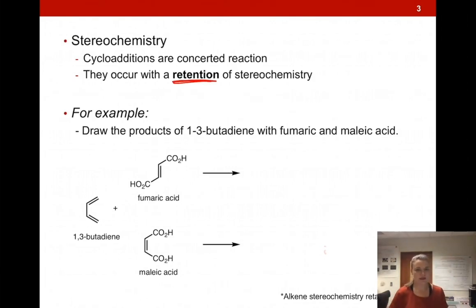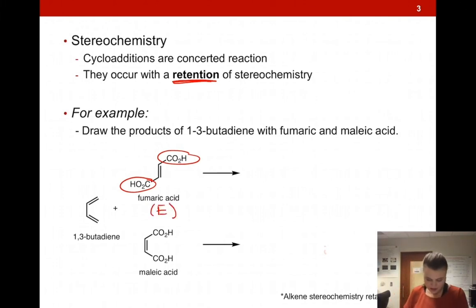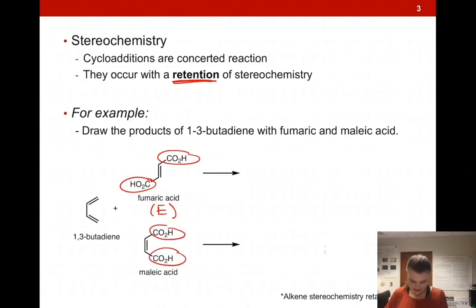And so we can show this in the example below, in which we're using 1,3-butadiene with fumaric and maleic acid. These are just isomers of one another. So in fumaric acid, the acid groups are on opposite sides, which makes it the E isomer, or you can think of it as trans. And in maleic acid, the acid groups are on the same side, that is the Z isomer, or cis.